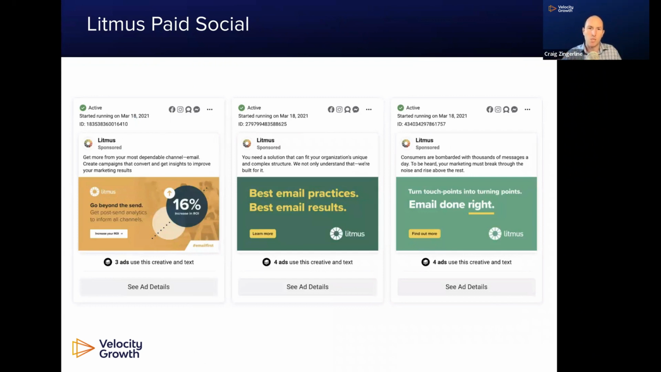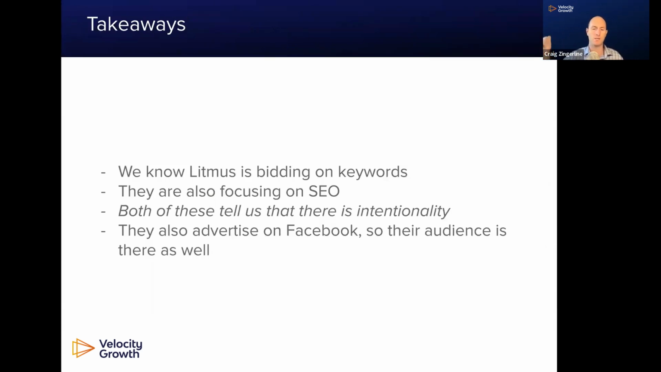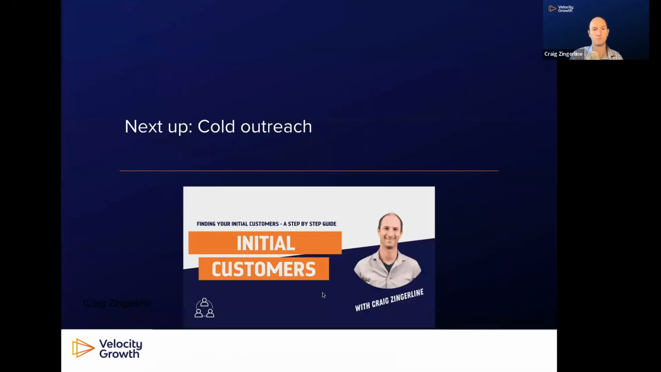Now I really understand different channels that they're using, as well as some of the creative and campaigns that they're using to go and find customers. I know they're bidding on keywords. I know they're focused on SEO. Both of these tell us that they have an intentional audience, but they also advertise on Facebook. And this is a great sign for my MVP, for my prototype concept, because the audience lives everywhere. And so I can leverage, I'm not going to just be bound to one channel or one tactic. I can go really broad with my marketing and go find a bunch of these users because I can tell that my competitors are already there.